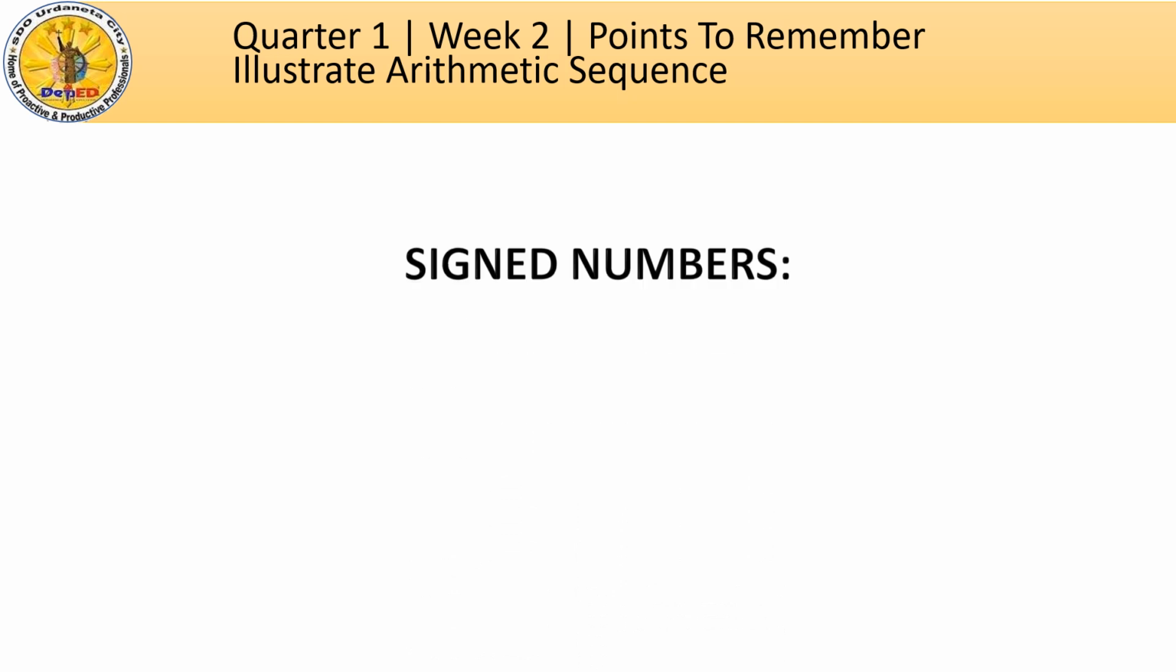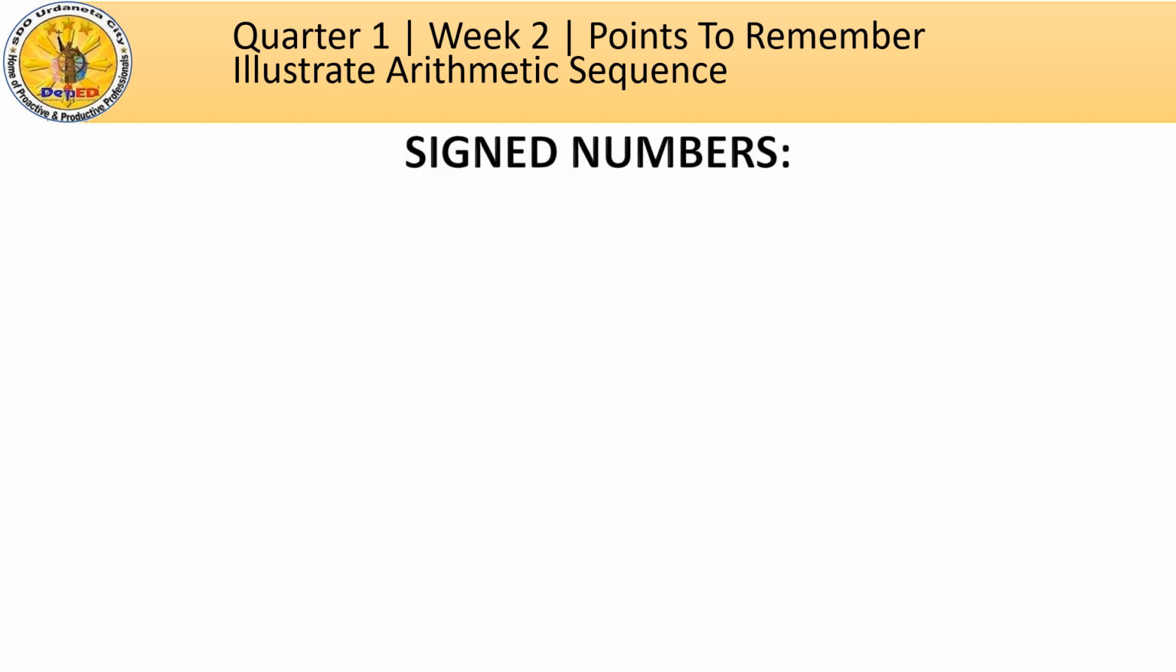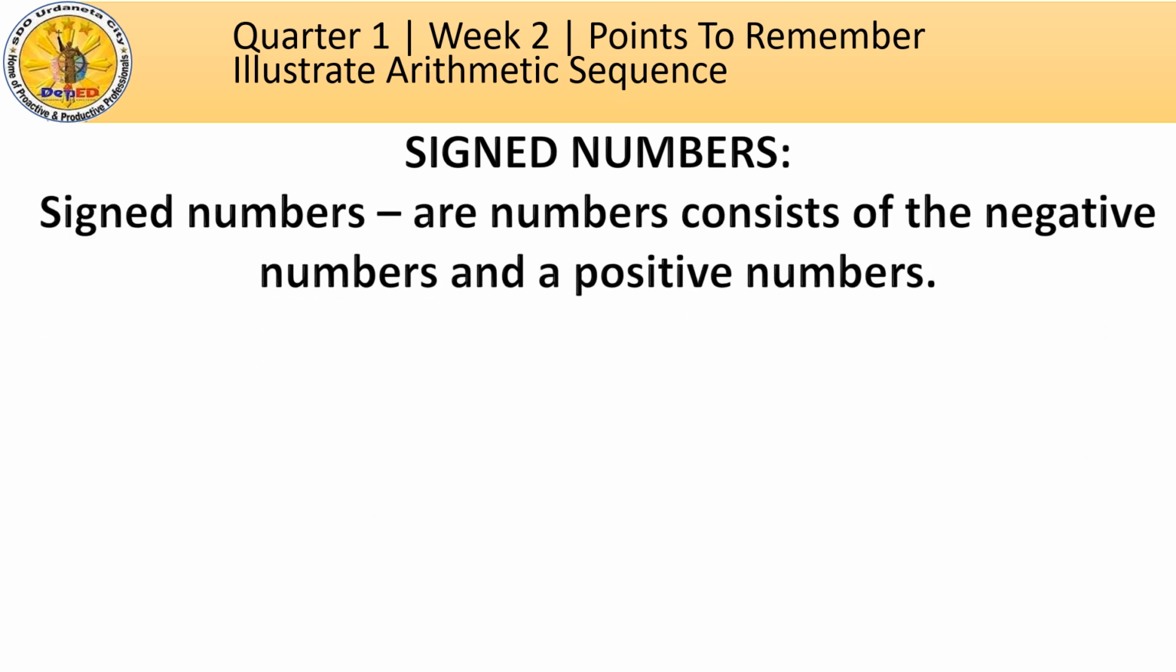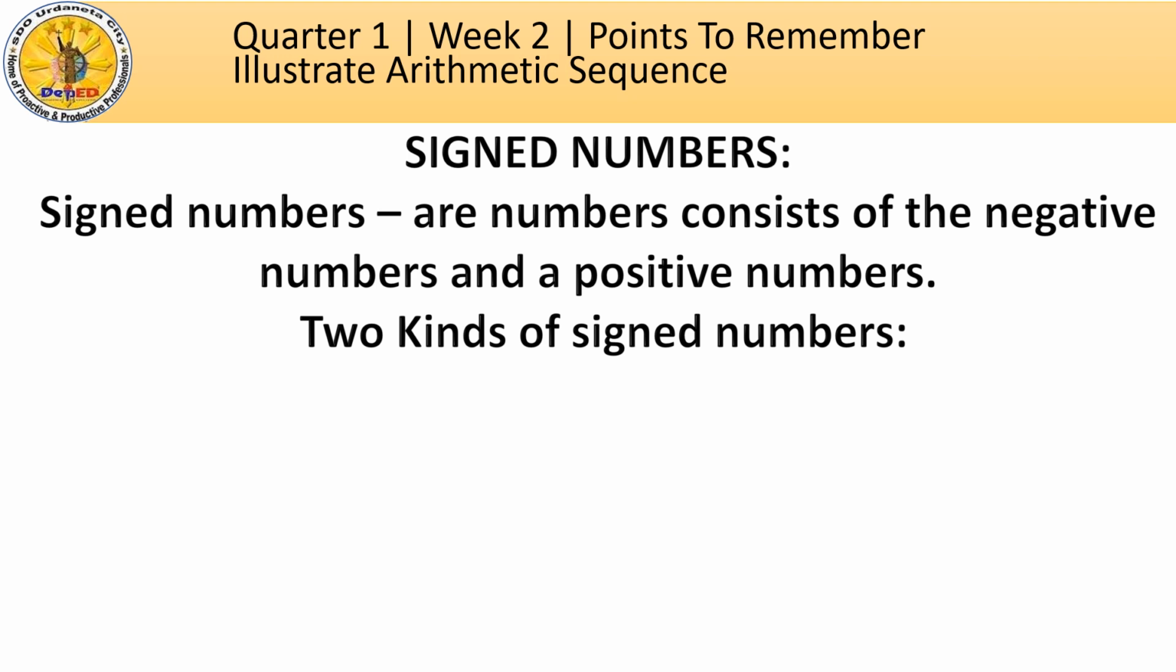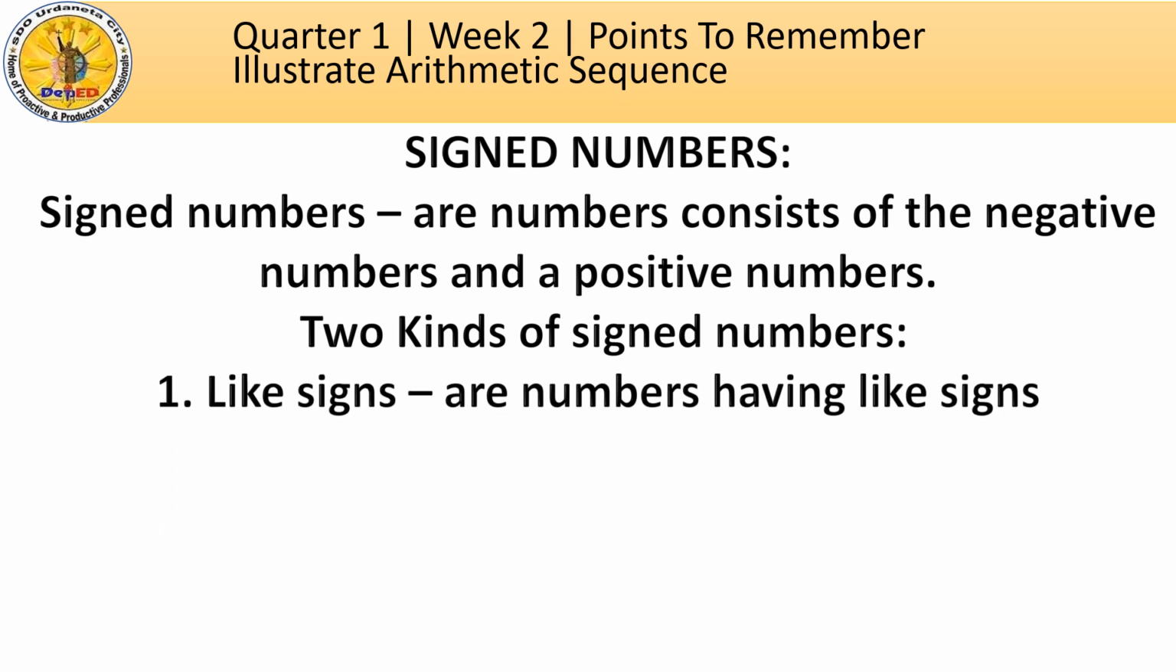Before we go on to our lesson, let us recall first your sign numbers. What is sign numbers? Sign numbers are numbers consisting of the negative numbers and the positive numbers. We have two kinds of sign numbers: like signs and unlike signs. Like signs are numbers having like signs or similar signs.